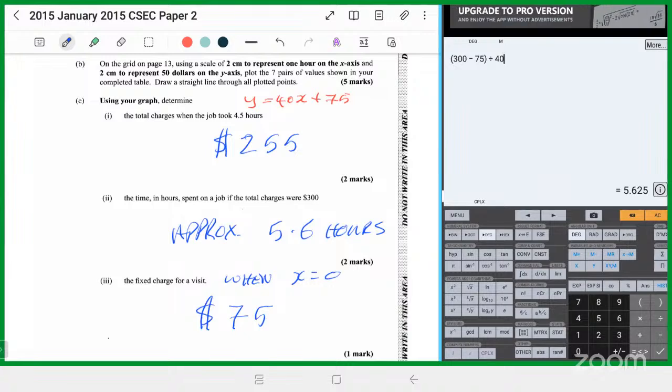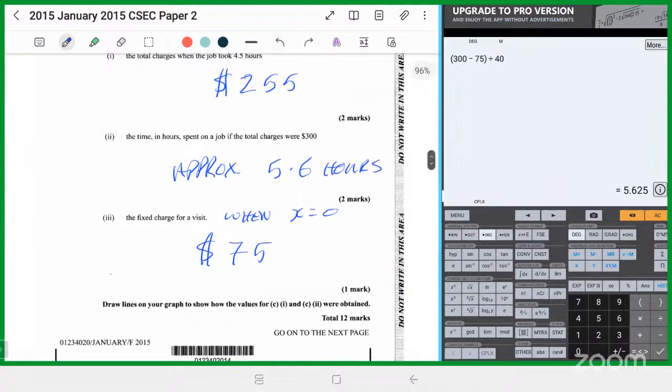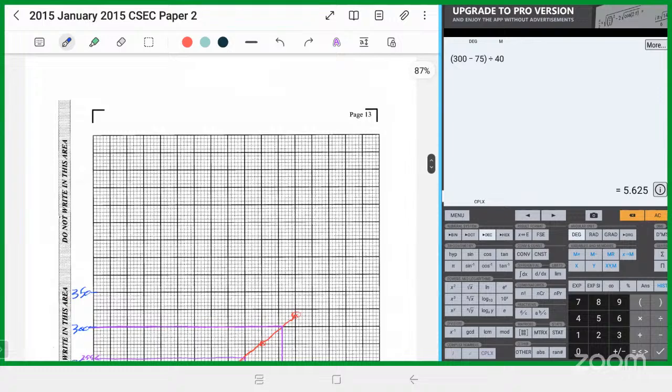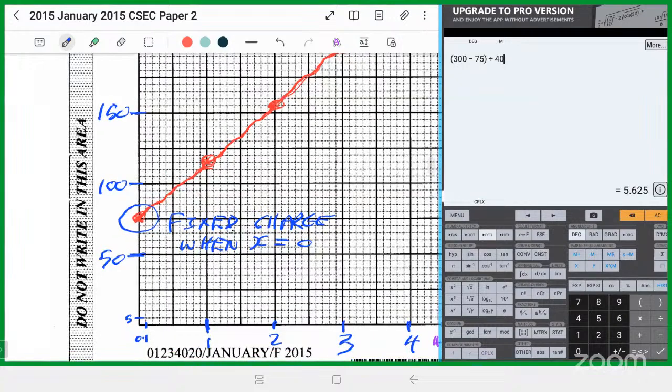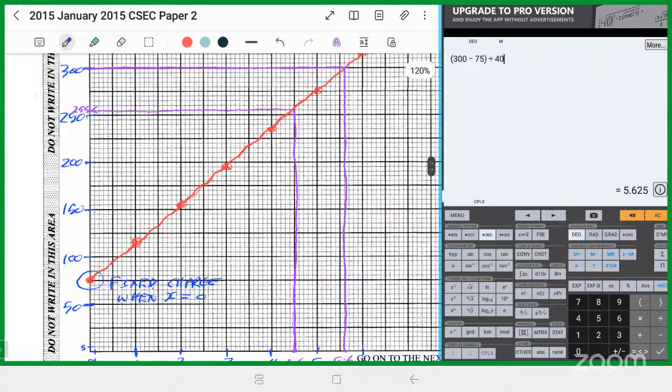Right? But let's say use a graph. Come down on the graph. Let's mark it right here. So this is my fixed charge. Just to show them that I use the graph. Like it said, use the graph. That's my fixed charge right there. And that's when x equals 0 and no time has passed. That's your fixed charge. That is it. All right, so I've shown that I use my graph to get my answers.